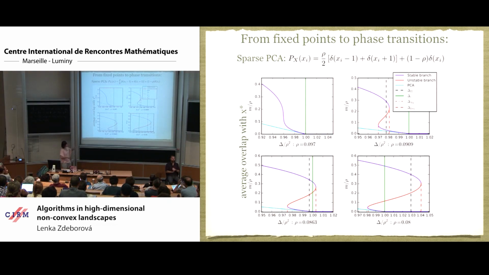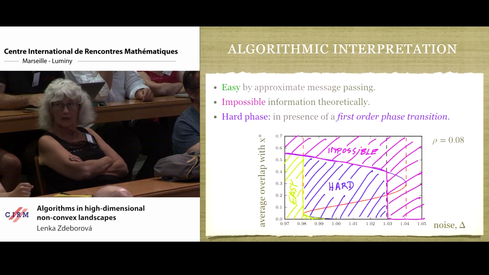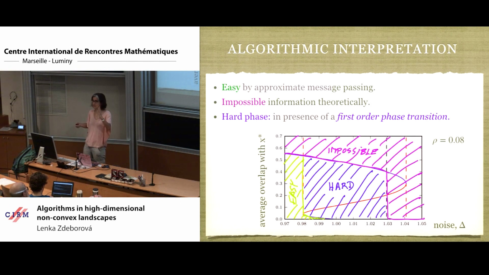And somehow if we translate the claim of the previous slide, so I will pick this value of rho, to translate it algorithmically, what it actually means is that this diagram splits into 3 regions. So on the x-axis here we have the noise, so larger noise is harder. And here we have the overlap with the ground truth. So larger overlap is better, but also harder to get.